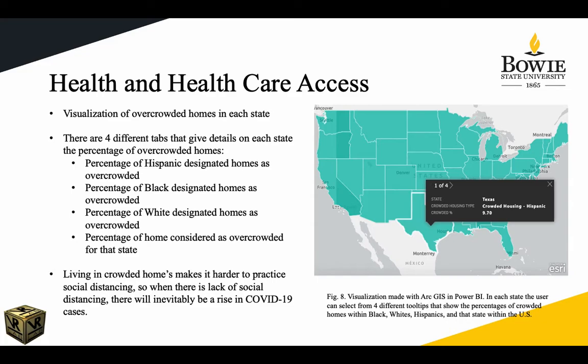Living in crowded homes, like I previously said, makes it harder to social distance. So when there's a lack of social distancing, there will inevitably be a rise in COVID-19 cases. In this figure, you can see I clicked on Texas, and first tab it was showing the percentage of crowded homes that are Hispanic designated as overcrowded.